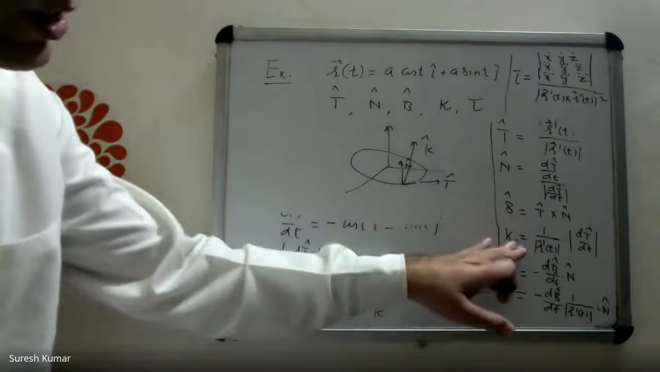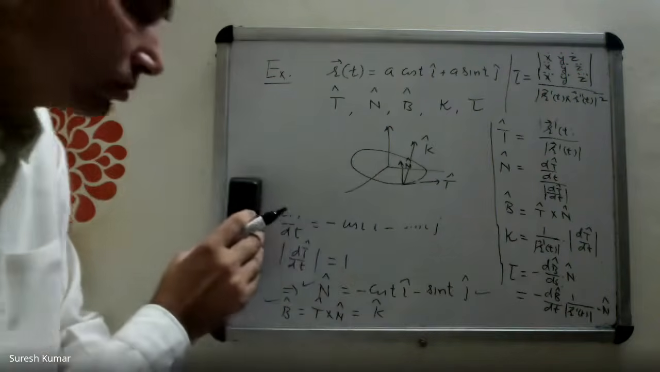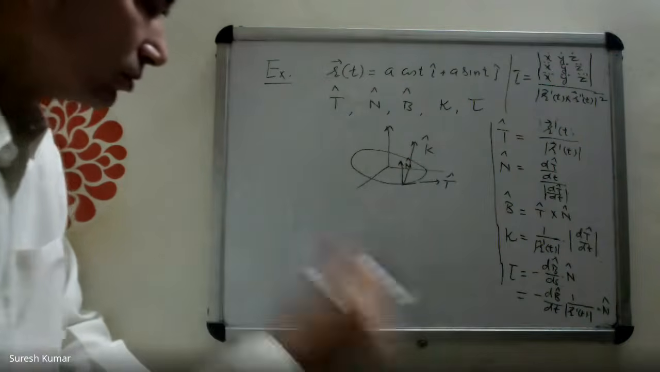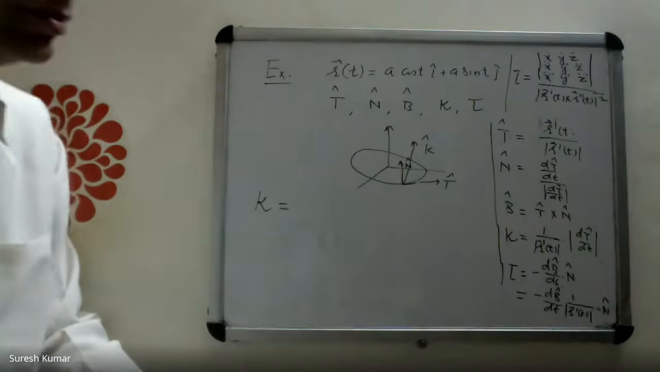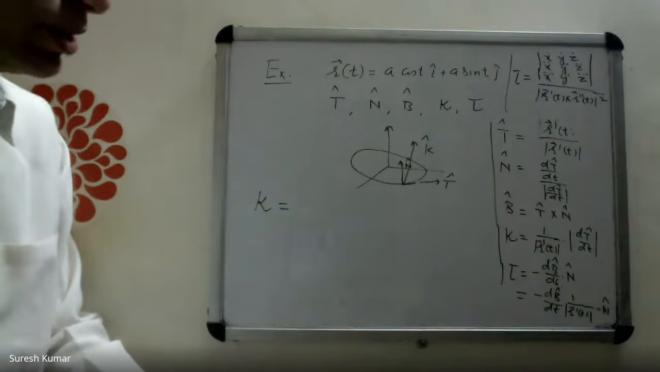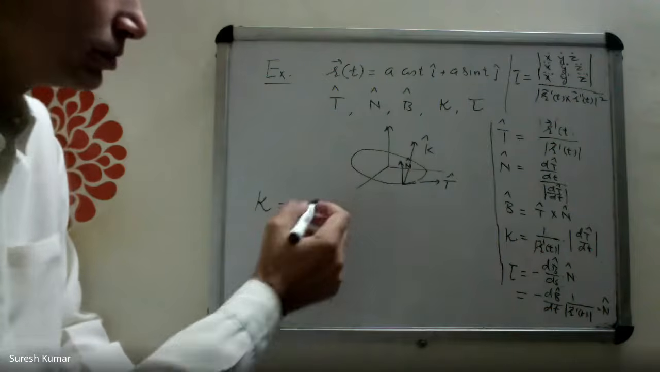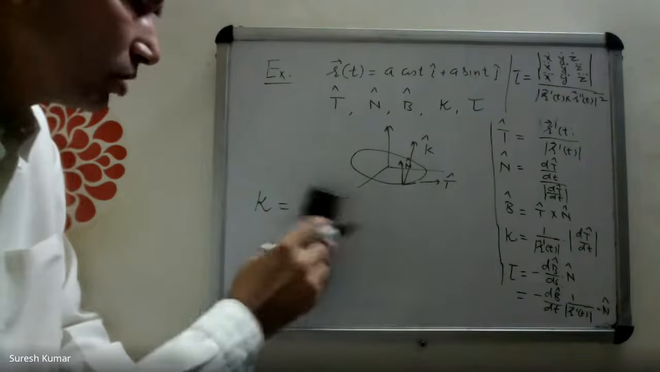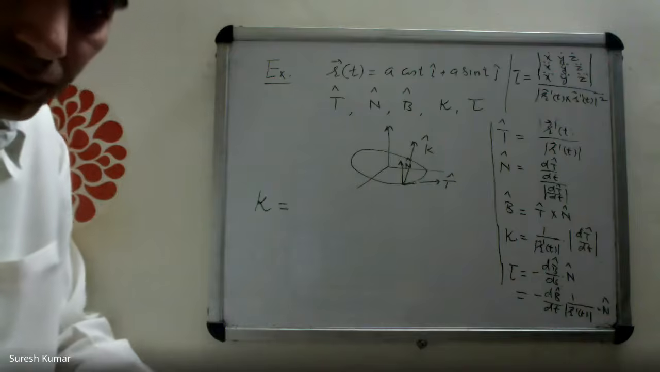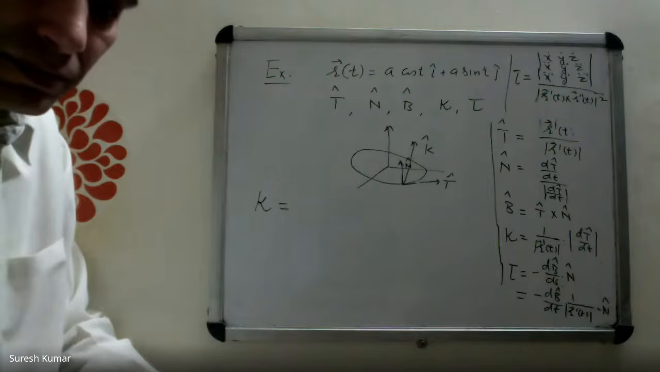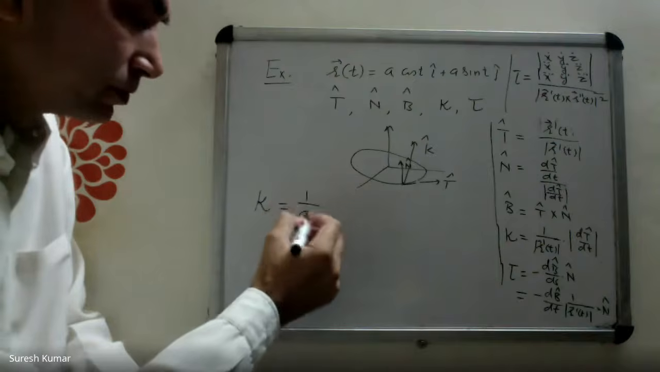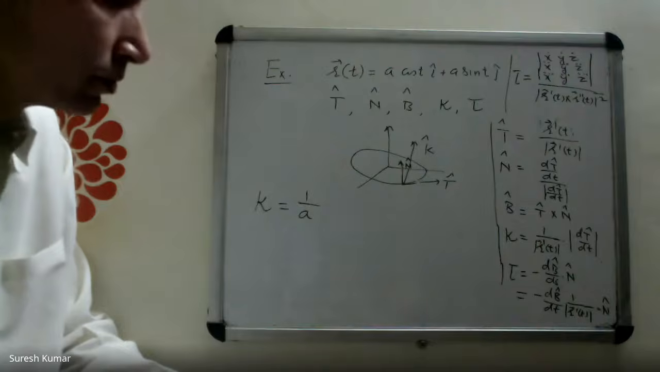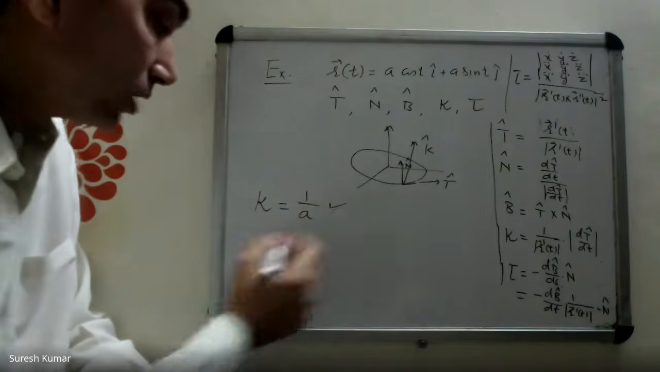But let's find kappa, meaning the curvature. What is the curvature for this curve? Curvature means 1 over the magnitude of r prime T, times dT cap over dT. You have already found those things. Just put them there and tell me what you get. Do you get 1 over a? Yes. Okay, you are getting curvature 1 over a.